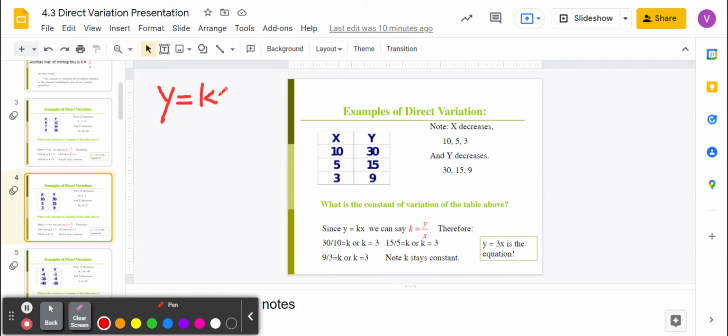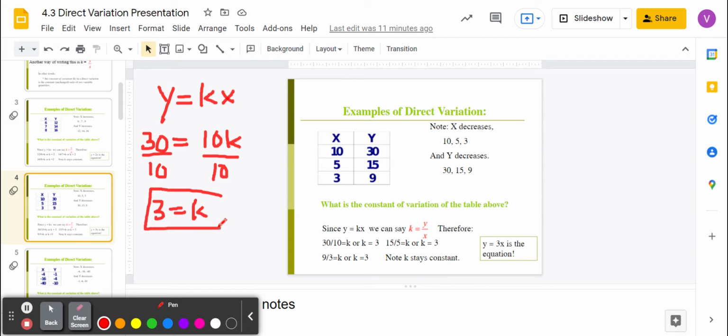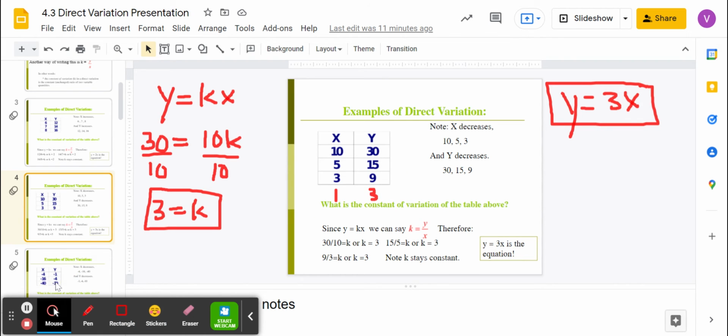Let's look at another example, with different values: y = k times x. Y here is 30 and x is 10, so 30 = 10 times k. Divide both sides by 10; this is a one-step equation. 30 divided by 10 is 3, and that's your constant of variation. Now your line is y = 3 times x, and that's your rule. Whatever x is, you multiply it by 3 to get y. So 10 times 3 is 30, 5 times 3 is 15, 3 times 3 is 9. If x was 1, y would be 3. You can fill in all your missing values.